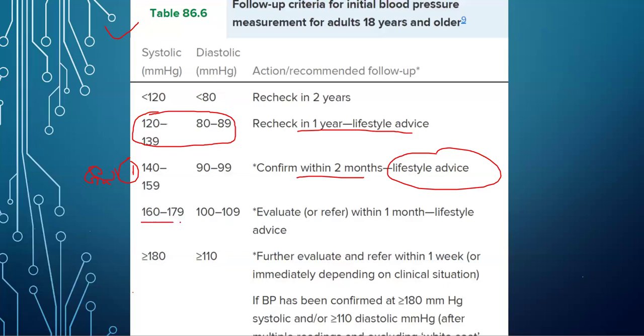For grade 2, so systolic up to 179 and diastolic up to 109, you will need to evaluate the patient within 1 month. So within 1 month, you will confirm if the patient has got hypertension. You will start the patient on lifestyle modification. If it is grade 3, you have to evaluate the patient within a week, or you can start the patient on an antihypertensive from day 1. Okay, so this is the only time you can start an antihypertensive on a single visit.